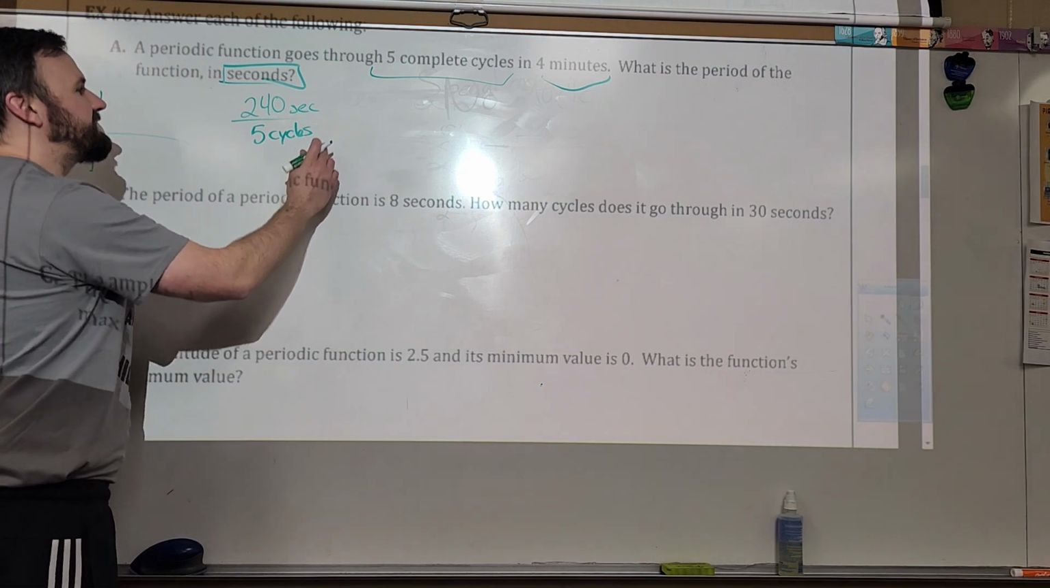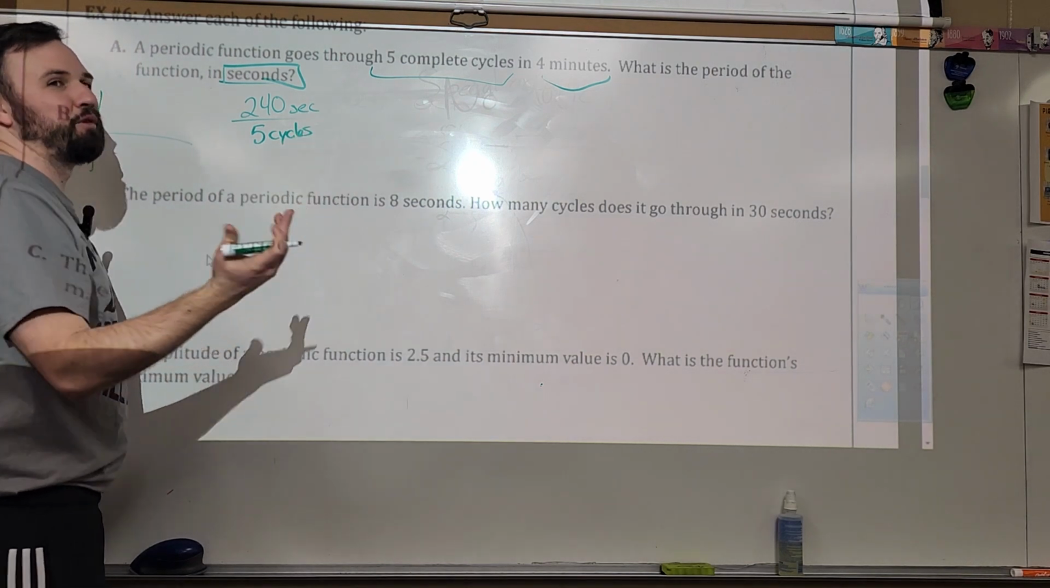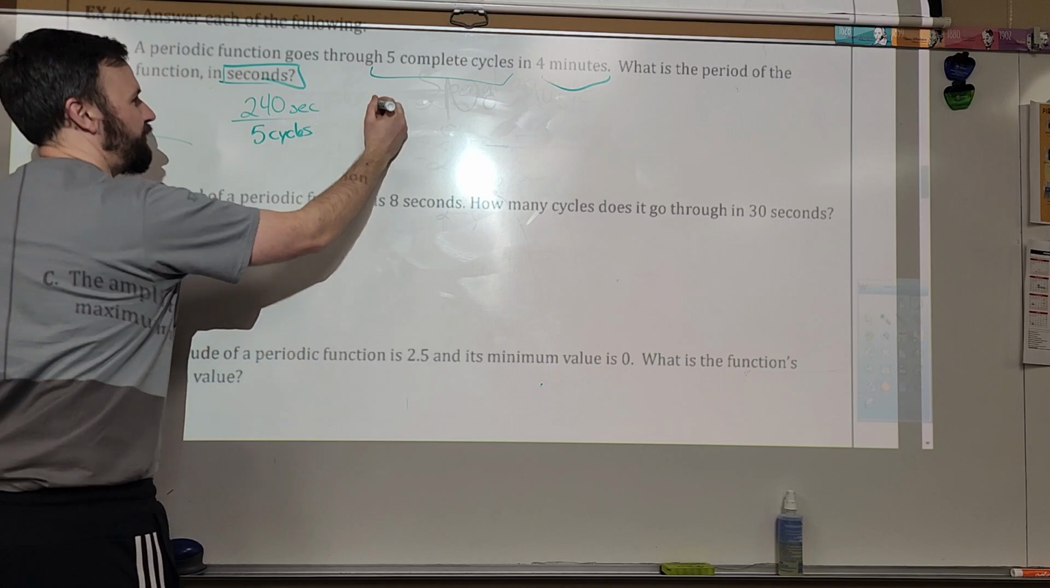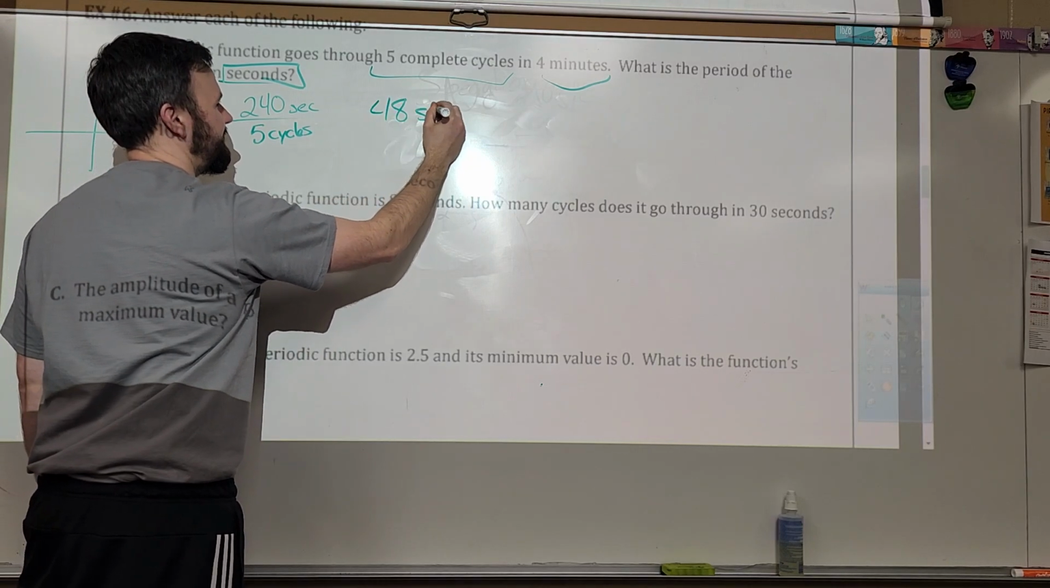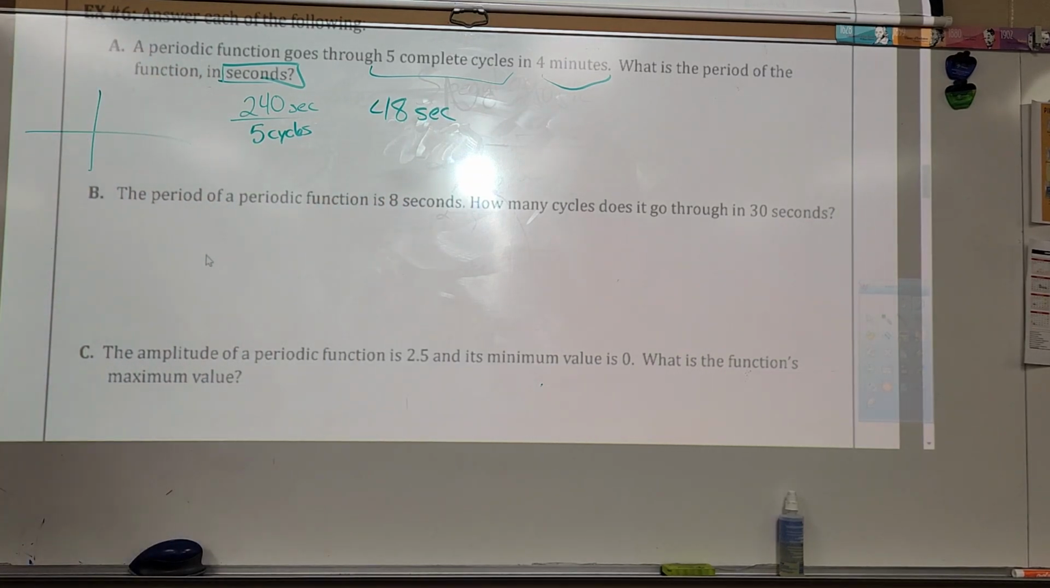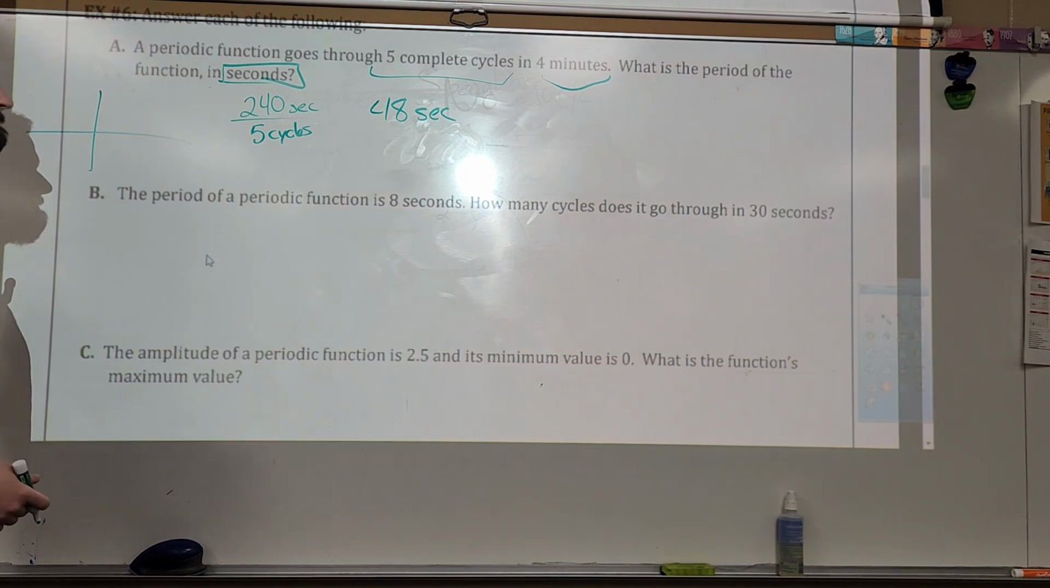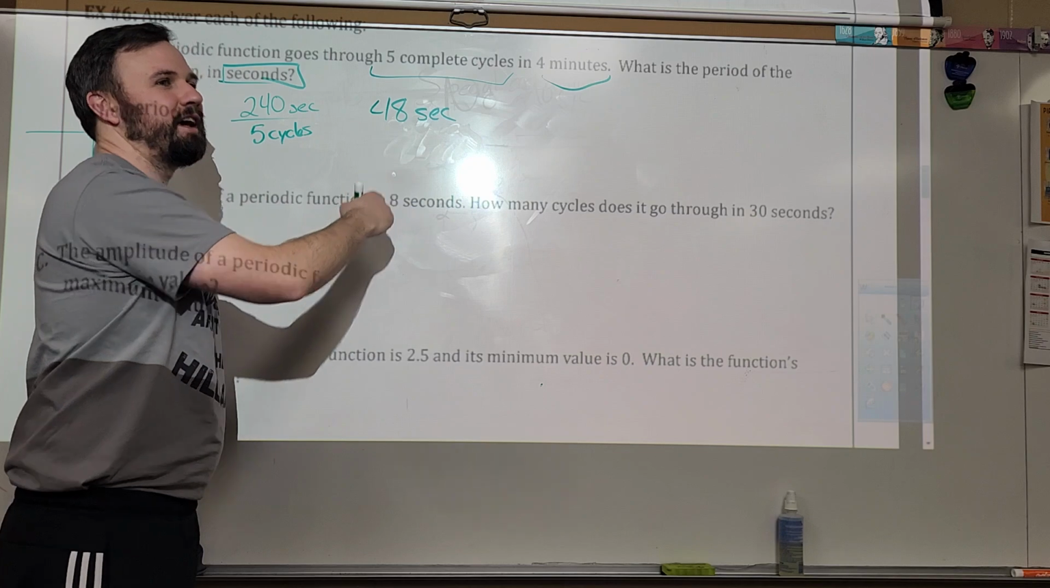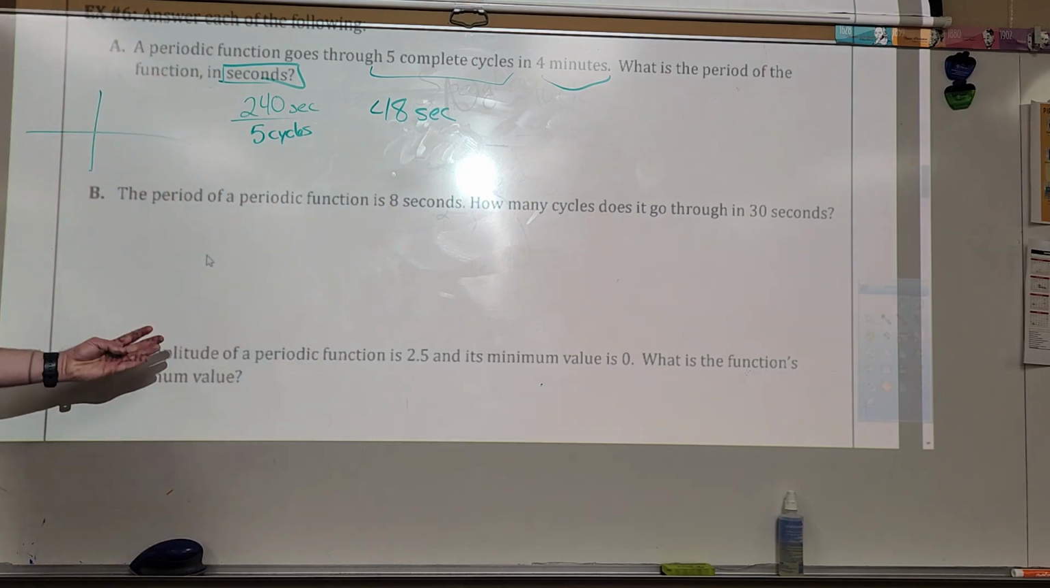So how many seconds does it take for 1 cycle? That's what we're trying to find out. 48 seconds. Yeah, we need time on top because my period's going to be in terms of time. Remember chemistry? 48 seconds per 1 cycle, because period is how much X over time.